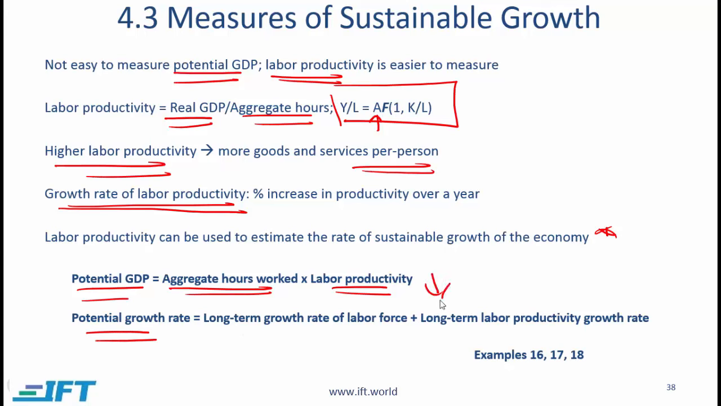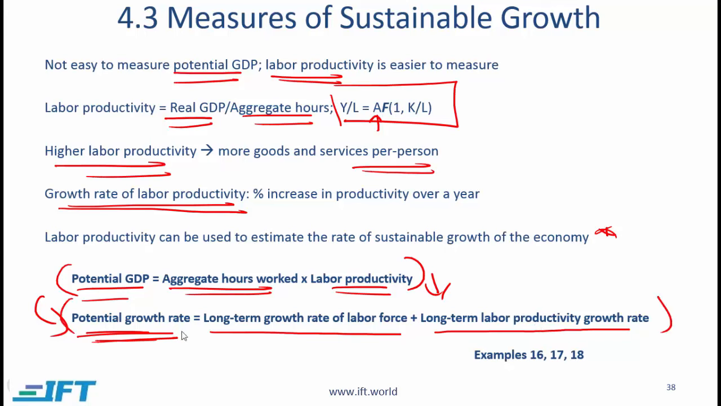If we make an approximation of the first equation, we come up with something like this. This is converting into a growth rate. So the potential growth rate is equal to the long-term growth rate of the labor force plus the long-term labor productivity growth rate. Simplistically, what this formula is saying is the following. The potential growth rate is based on the growth rate of the labor force.